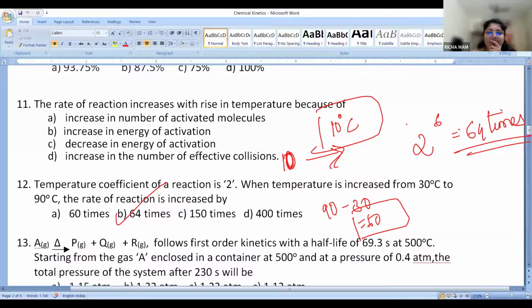Option number B. You can see the rate of the reaction is doubled at every 10-degree rise in temperature. Now here the temperature is raised from 30 to 90. So 90 minus 30, how much has it risen? It is 60 degrees. So 60 means 6 times. So 2 raised to 6 is 64 times. So option number B. Is it clear up to here?